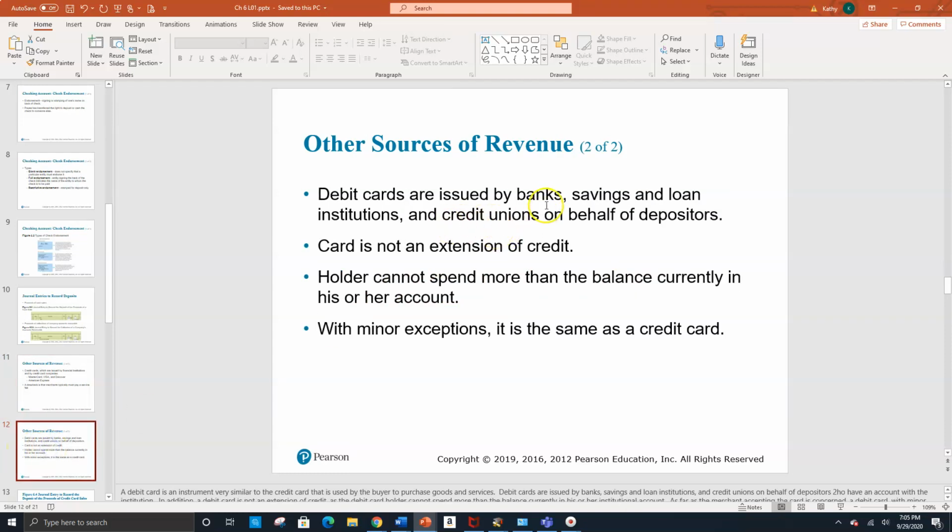Debit cards are issued by the banks, savings and loan institutions, and credit unions on behalf of depositors. The card is not an extension of credit. The holder cannot spend more than the balance currently in his or her account. With minor exception, it is the same as a credit card.